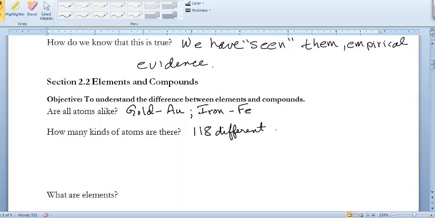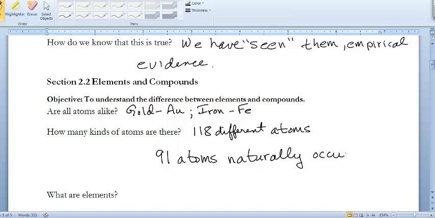And these atoms are going to be found in the world, but only 91 atoms are actually naturally occurring. So in some way, man has been able to make atoms that don't exist in nature, and they actually last a very short time before they decompose into other things. So 91 atoms are naturally occurring in nature. Okay?